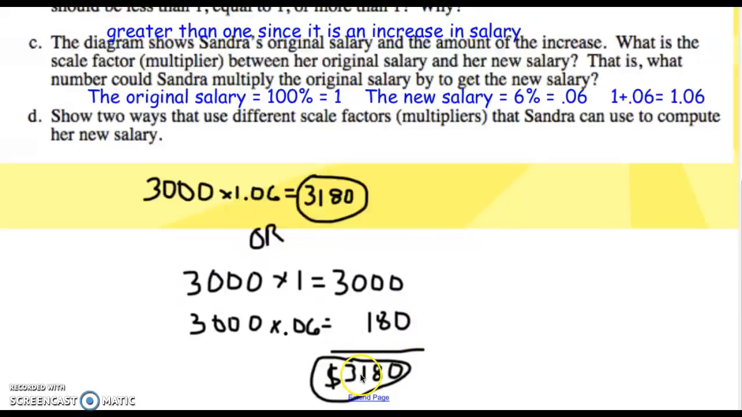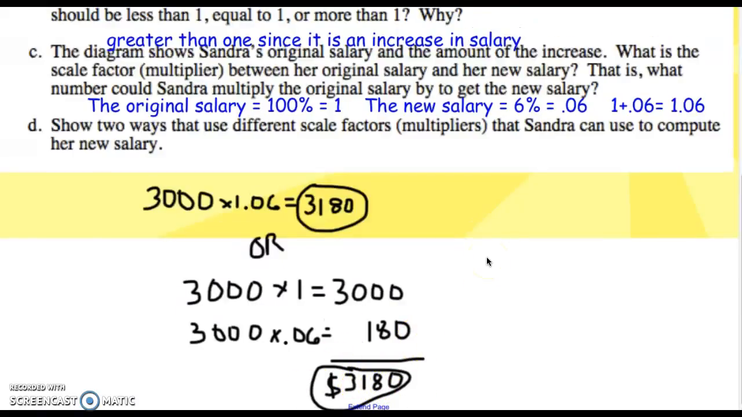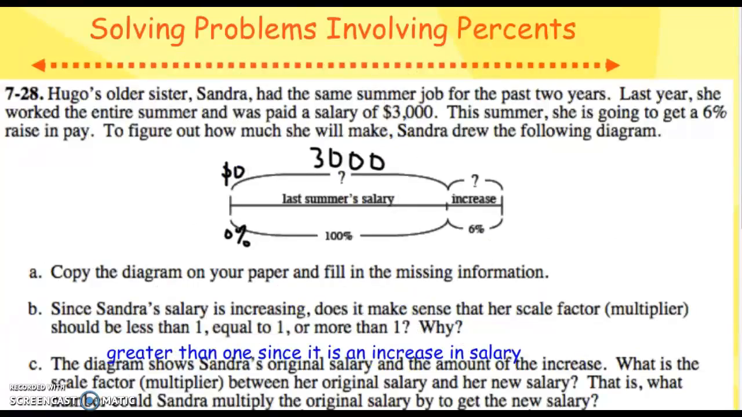In total, that's $3,180. So her new salary, the increase is $180. So you're going to go back and add this to yours, and then 106% of her original salary is her new salary, which is $3,180.